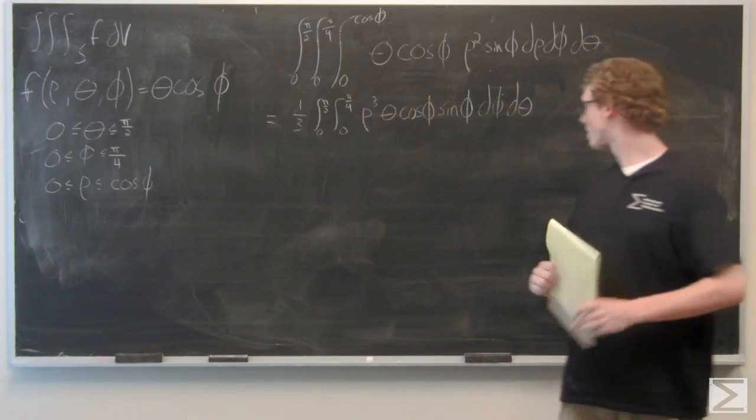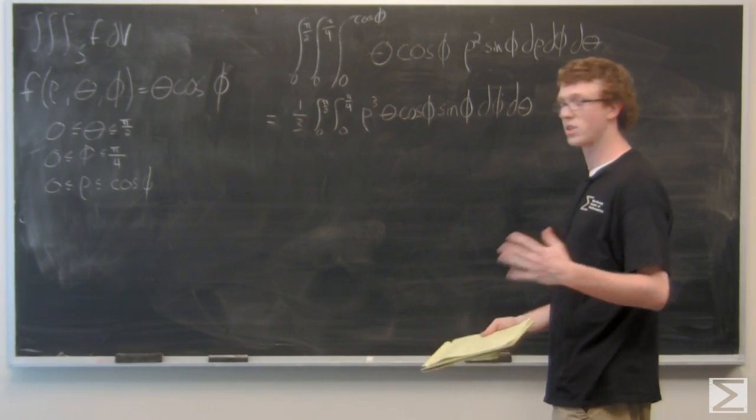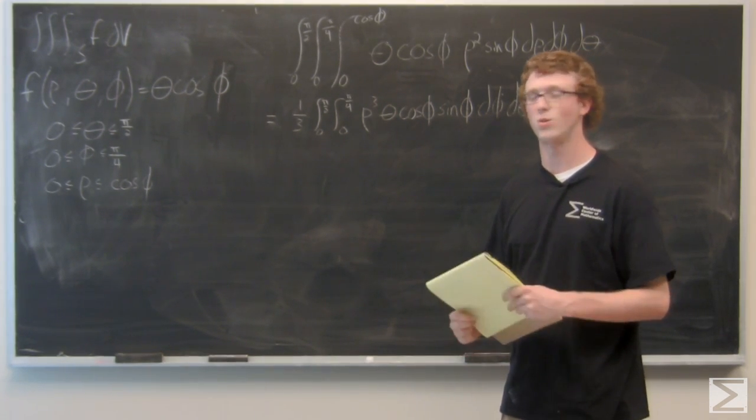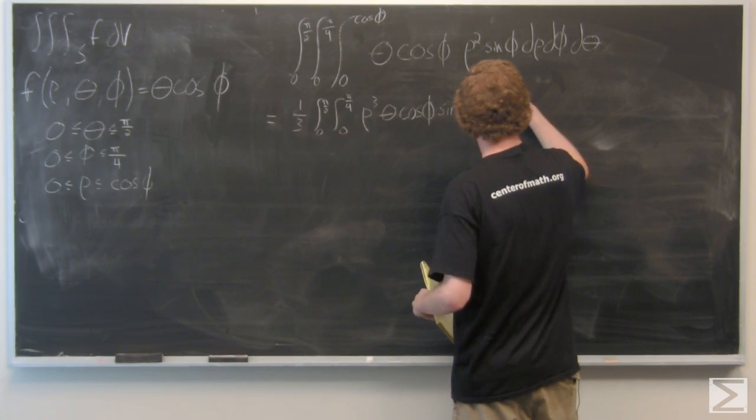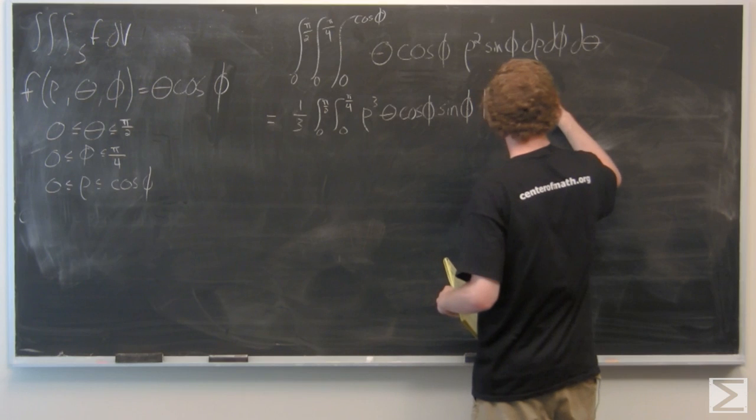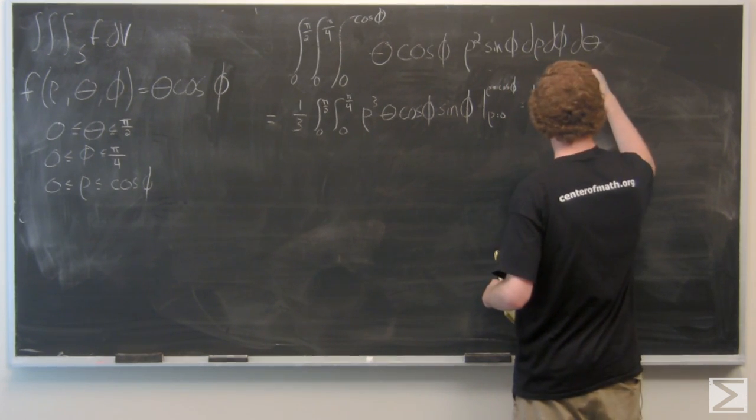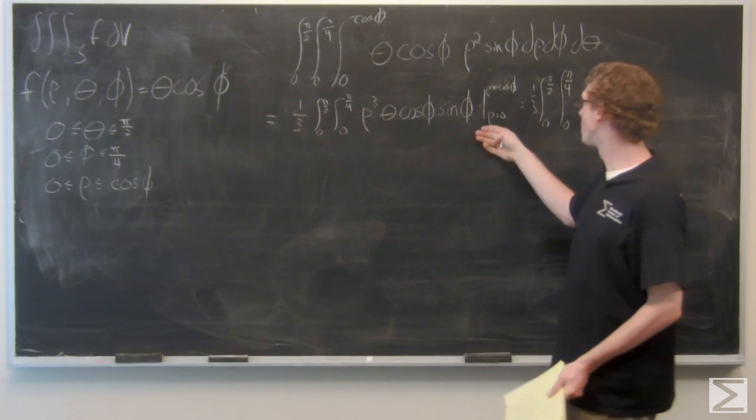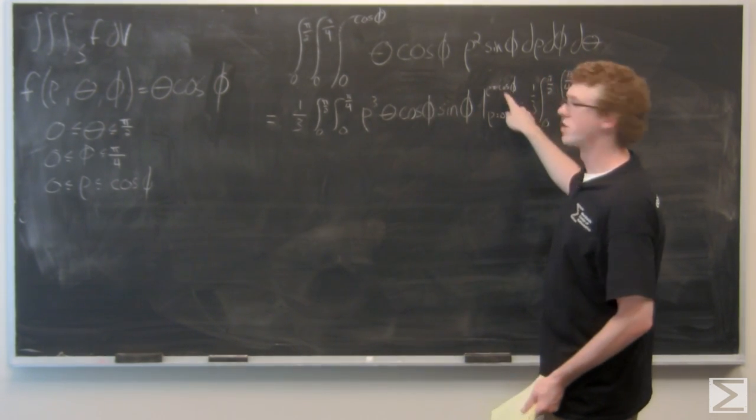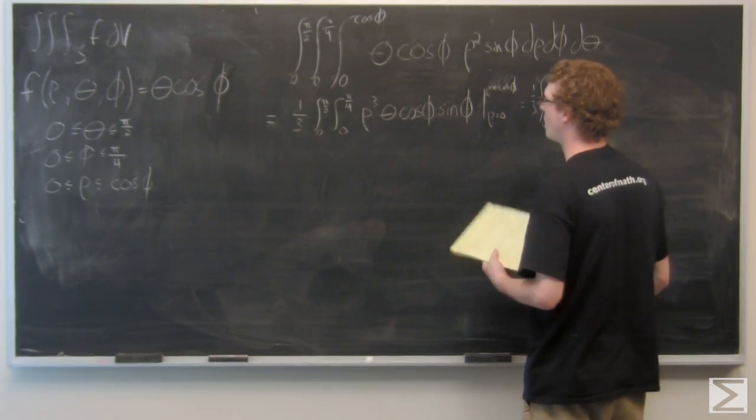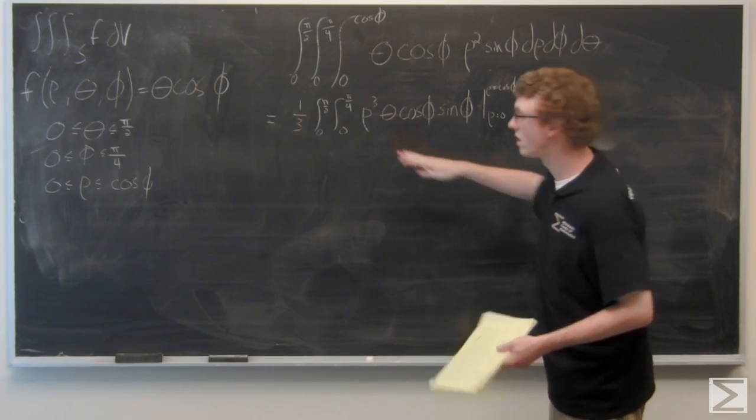So now we have a function that looks a little bit less fun to work with, but what we can do here is use a u substitution to get rid of either our sine phi or our cosine phi. Excuse me, first I need to evaluate rho from 0 to cosine phi. So we can see immediately for rho equals 0, this is just one term here, so the rho equals 0 is going to drop out. So we're left with whatever we get when we plug in rho equals cosine phi here. Cosine phi cubed times another cosine phi is going to be cosine phi to the fourth.